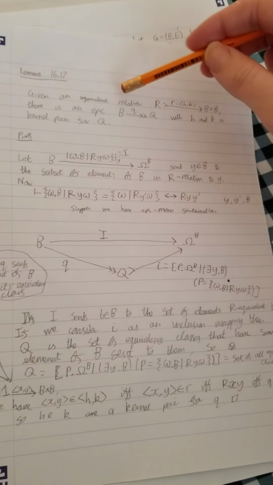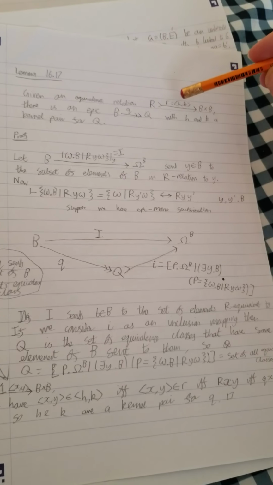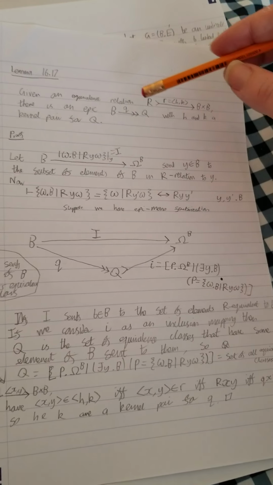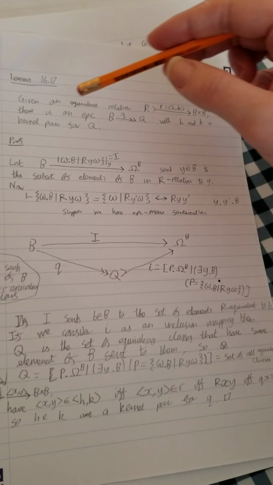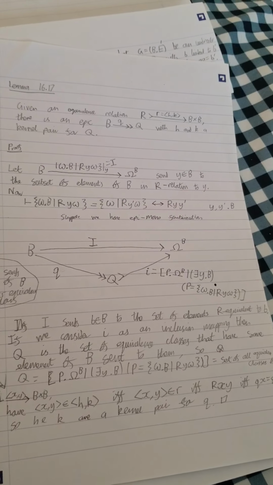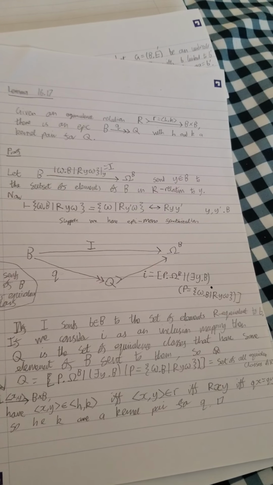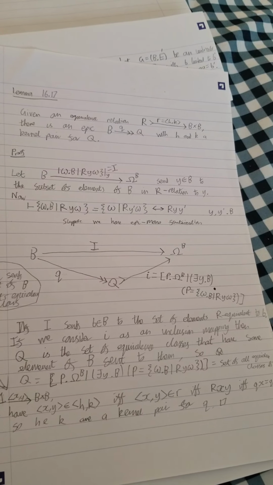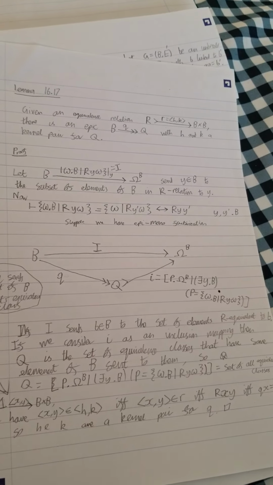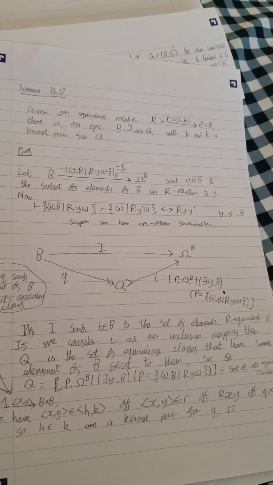So given a relation R, which we might write as H comma K, which is a subobject of B times B, there's an epic Q with H and K as the kernel pair for Q. This is the claim. So how do we see this?